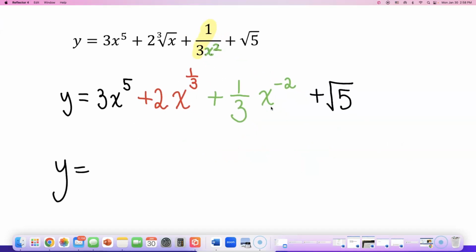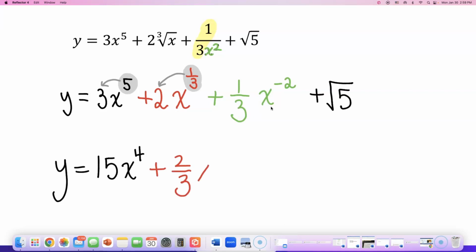For the first term, what comes down? This 5 will come down to the front, and we have to multiply 3 times 5. So the derivative is 15x to the 4th power. Let's move on to that red term. This 1/3 fraction will come to the front, and I need to multiply this by 2. So you will have 2 times 1/3, which is 2/3.